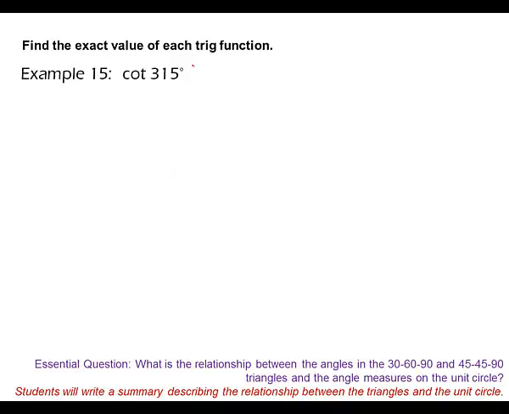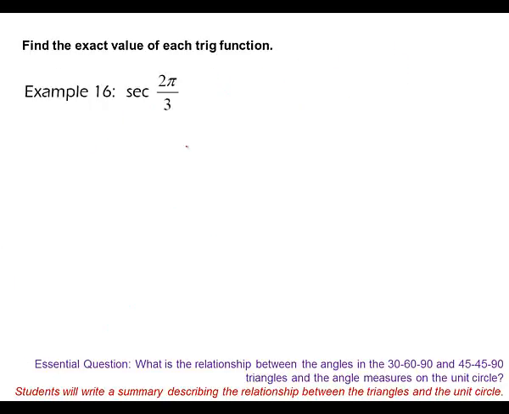All right, let's check them. So 315, which quadrant is it in? Fourth quadrant. Positive or negative in the fourth? Negative. Good. What color triangle are you going to use? The red or the pink triangle. Cotangent is the adjacent over the opposite. So what's your adjacent leg? 1. What's your opposite leg? 1. So -1 would be my answer on that one.